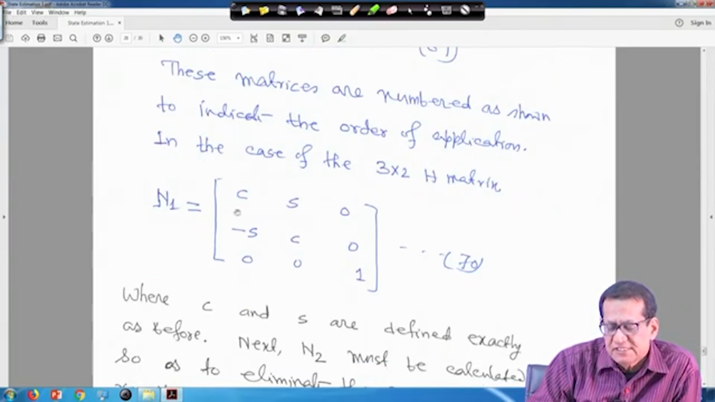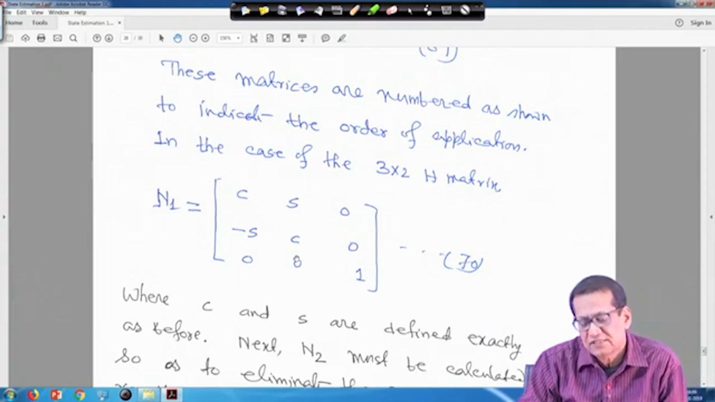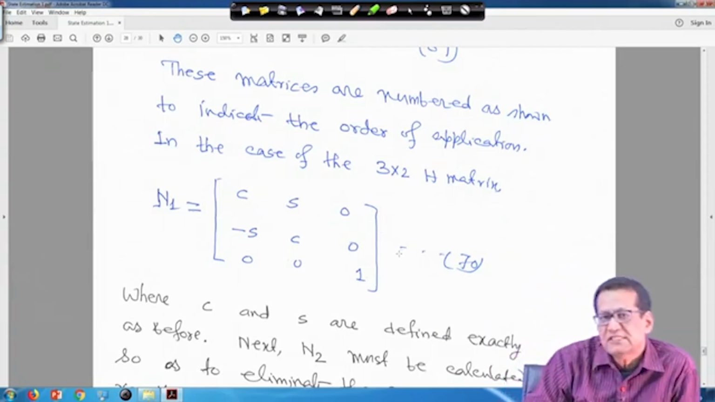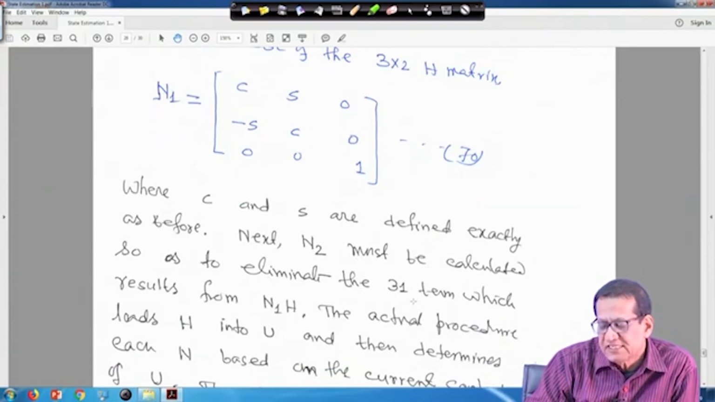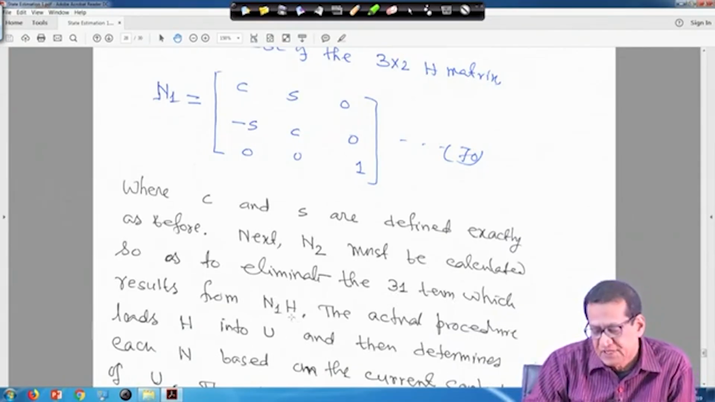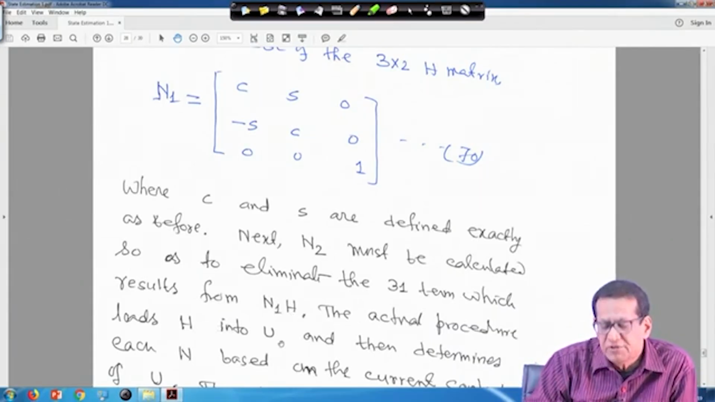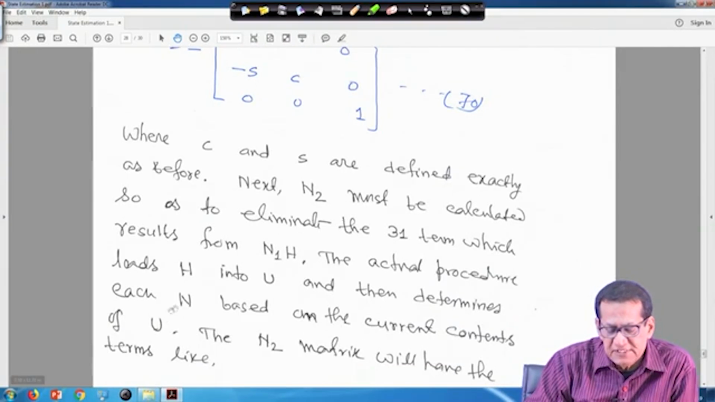So, N1 will be C S 0, minus S C 0, and 0 0 1, that is your N1. This is equation 70, where C and S are defined exactly as before. Next, N2 must be calculated so as to eliminate the 3 1 term, that is the H 3 1 term, which results from N1 into H. The actual procedure loads H into U, and then determines each N based on the current contents of U.